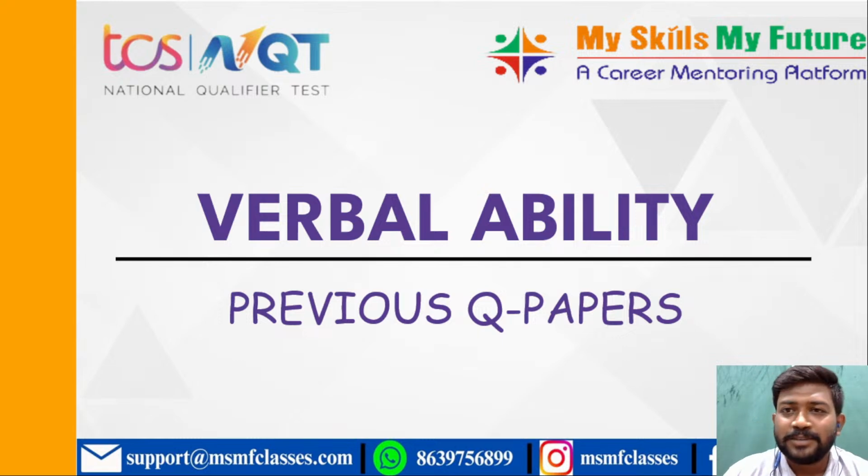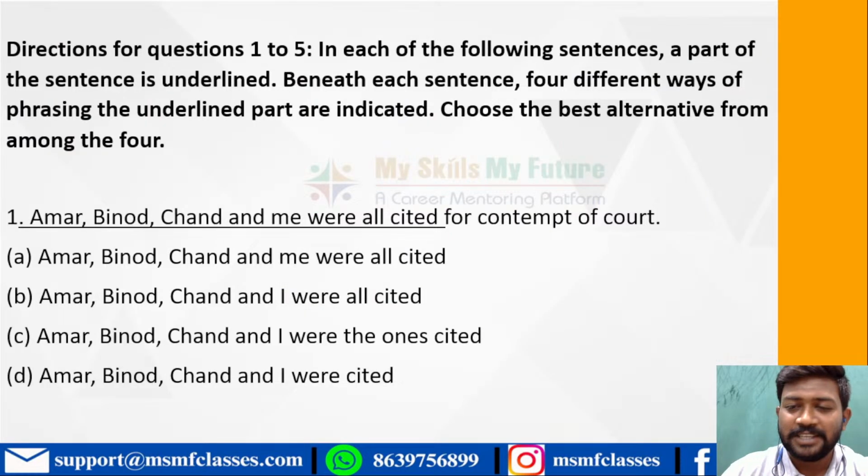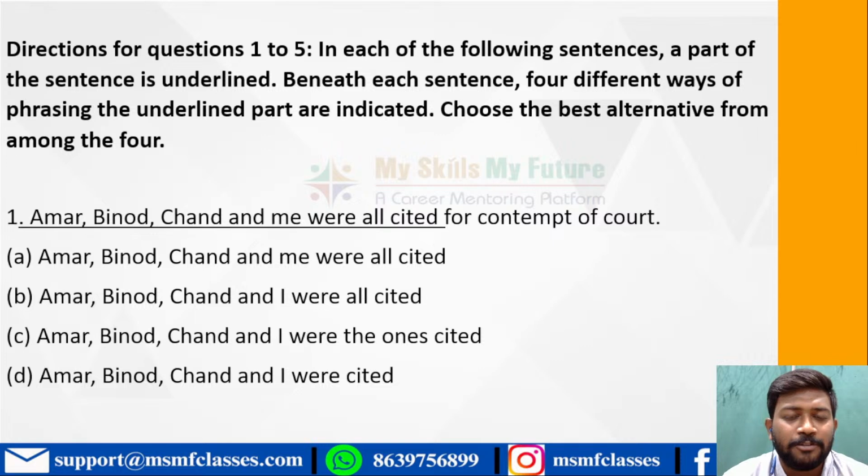Okay, let's start discussing the first question. Directions for questions 1 to 5: In each of the following sentences, a part of the sentence is underlined. Beneath each sentence, four different ways of phrasing the underlined part are indicated. Choose the best alternative from among the four. So you need to replace the underlined part of the sentence with any of the options. It's very easy, you can just observe and find the answer.